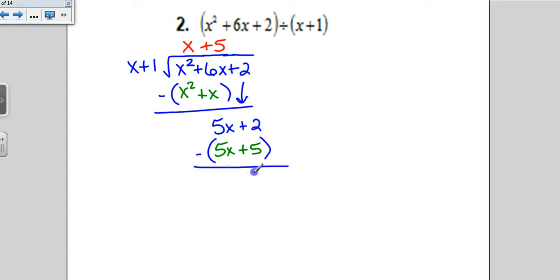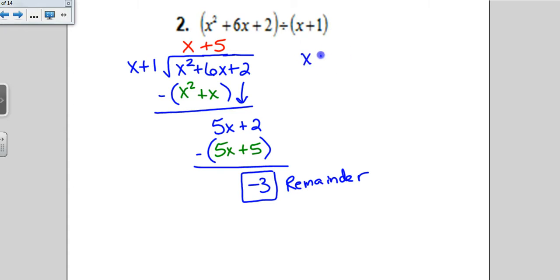So now the 5x and the minus 5x will cancel, and then 2 minus 5 gives us a negative 3. Now we're done bringing anything down, there's nothing else we can do, so this right here is called our remainder. Now in Algebra 2, we can't just say x plus 5 with a remainder of negative 3. We have to actually write our answer out for what it represents.